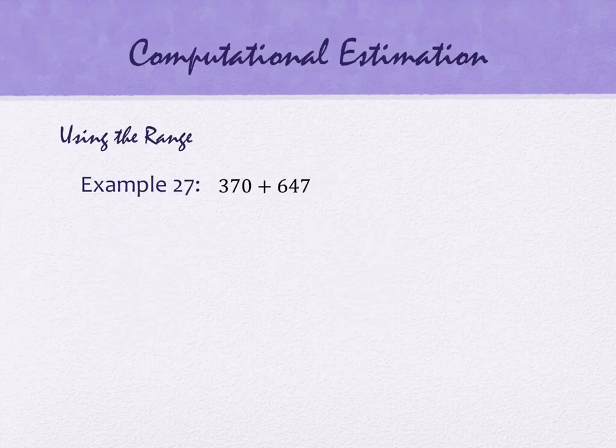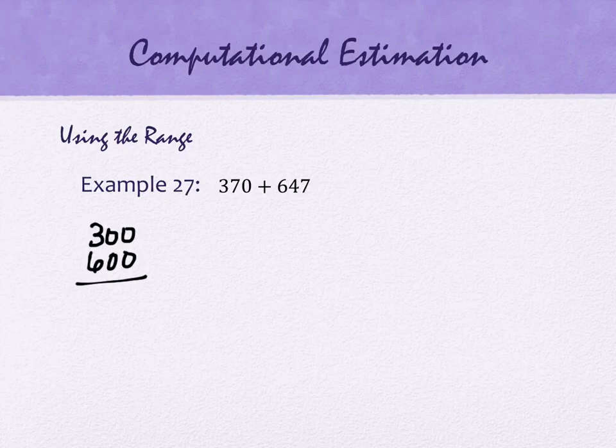Range is using the idea of what happens in the worst case scenarios. In other words, what happens if I round things down? What happens if I round things up? So let's take a look. If I took the 370 and I rounded everything down, I'd get 300. The 647, I'd round it down, I'd get 600, right? This is rounding everything down. We're not rounding with rounding rules, we're just rounding it all down. And if I did that, I would get 900.